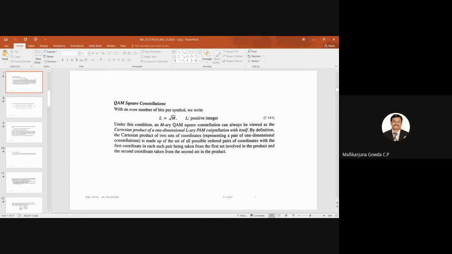Okay. One-dimensional L array PAM constellation with itself. So by writing two L array PAM constellation diagrams and multiplying those two, I will be able to get the signal constellation diagram of M array QAM. Okay, so this is one way of doing it. This is for the square constellation, and even for circular constellation it is slightly different.